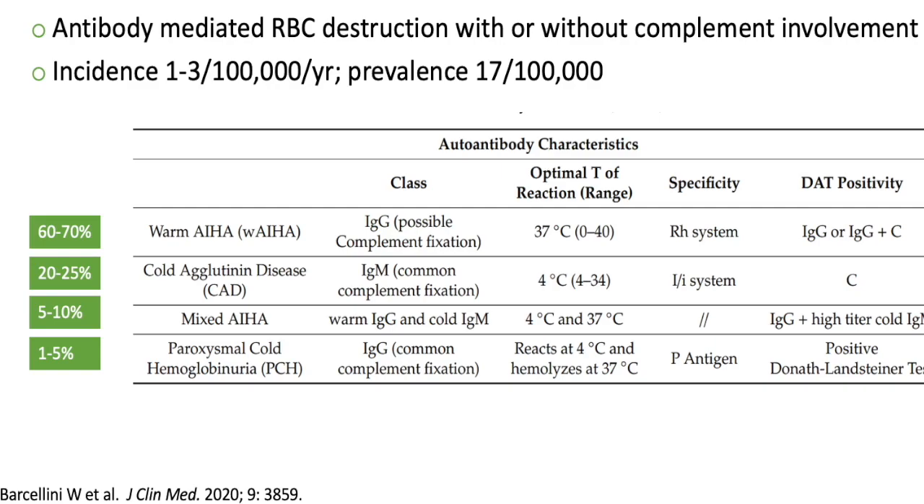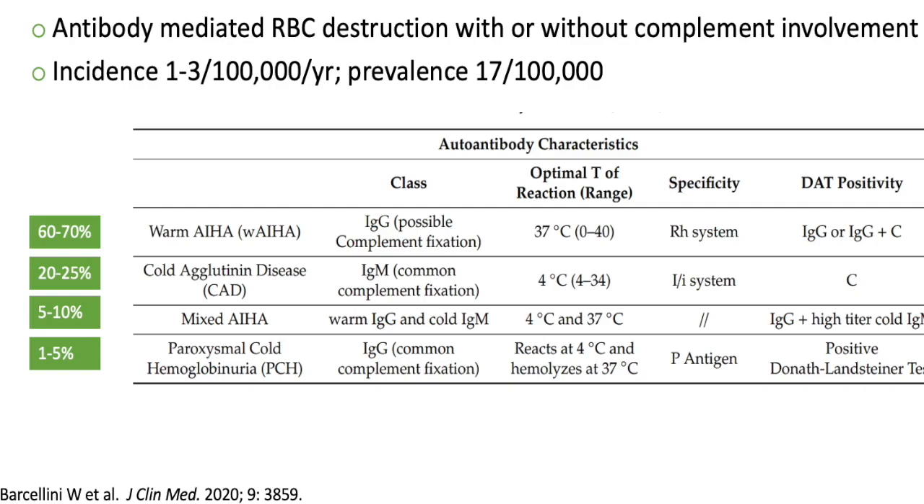In about 20 to 25% of cases, we see cold agglutinin disease, or cold autoimmune hemolytic anemia, where the pathogenic antibody is IgM, which is a very good complement fixator. The optimal range for reaction for this antibody is 4 degrees centigrade. The antibody is generally directed against the I antigen system, and the direct Coombs is positive for complement.